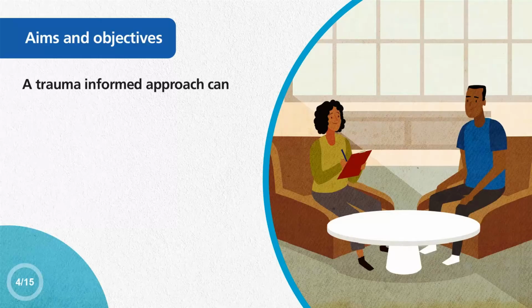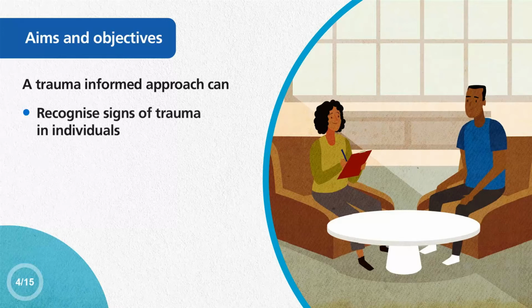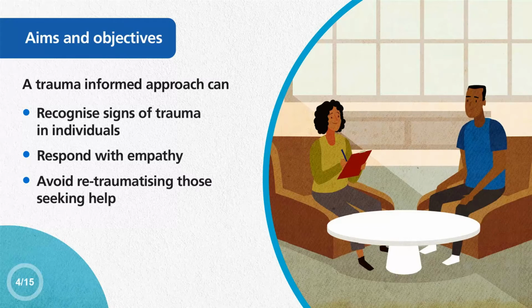The aim of this course is to help us provide trauma-informed services on both an individual and an organisational level. A trauma-informed approach to our services is important for two reasons. By recognising the subtle signs of trauma in individuals, we can respond appropriately and with empathy. And we can avoid inadvertently re-traumatising those who are seeking our help.